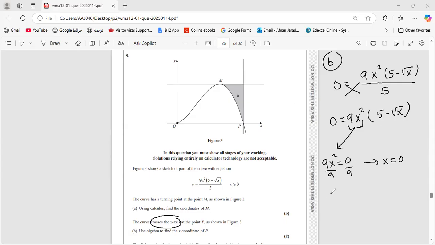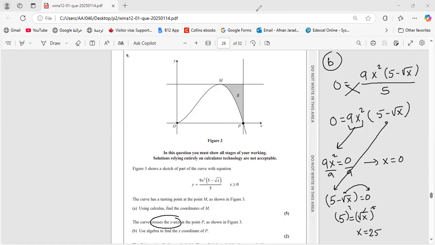And the other parenthesis, which is this one, 5 minus square root of x equals 0. So take this one to the side: 5 equals square root of x. To find the opposite of square root, which is square, x equals 25. So the x coordinate of P equals 25. That's the answer of part B.